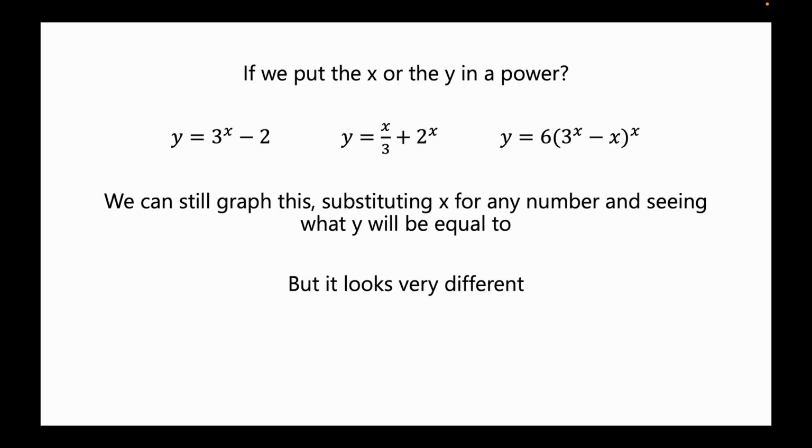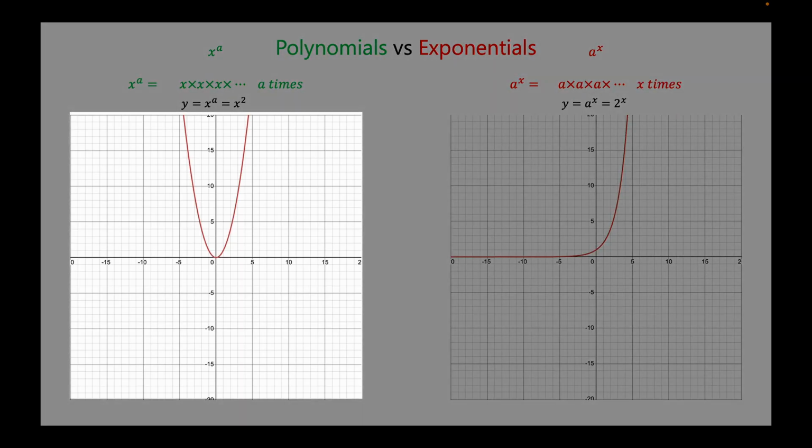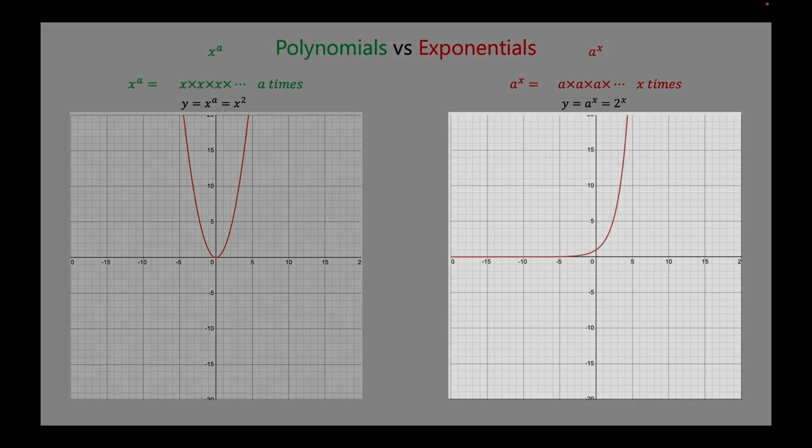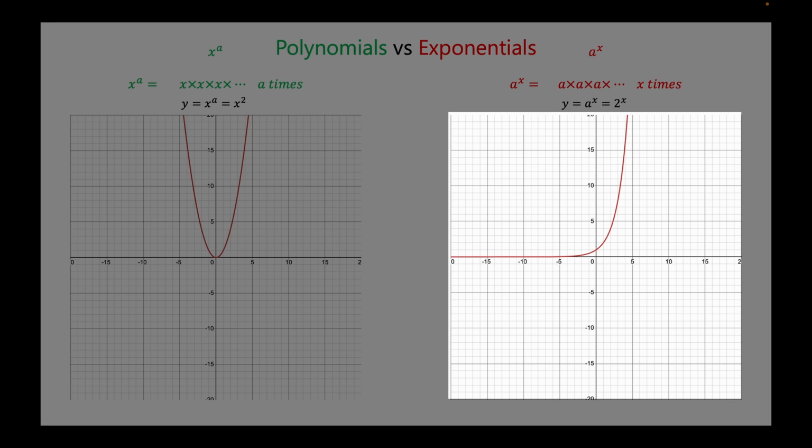We can still graph this obviously, because we only have one unknown, y. When we substitute x for any number, you just solve for it, but the graph will look substantially different. On the left is a typical polynomial, where a is just a random number, and in this case a is 2. Y is x squared, so whatever x is on the horizontal axis, y is going to be its square. On the right, y is equal to a to the power of x, where a is 2. So whatever x is on the horizontal axis, y is going to be 2 to the power of that value.